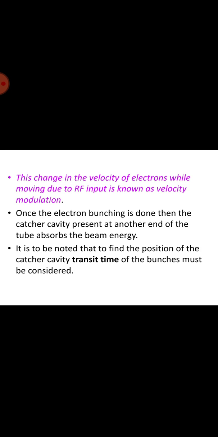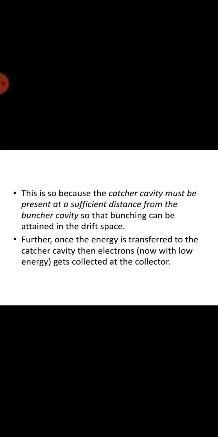Once the electron bunching is done, the catcher cavity present at the other end of the tube absorbs the beam energy. It is to be noted that to find the position of the catcher cavity, the transit time of the bunches must be considered. This is because the catcher cavity must be present at a sufficient distance from the buncher cavity so that bunching can be attained in the drift space.